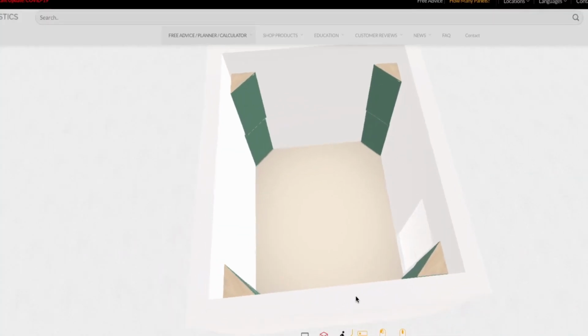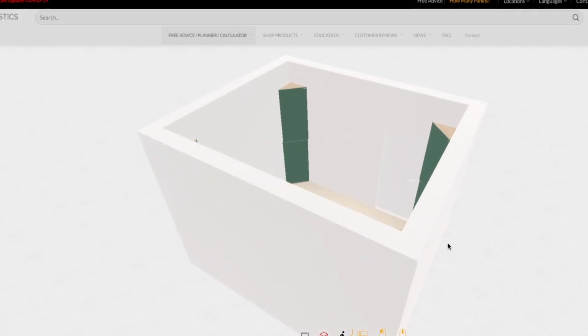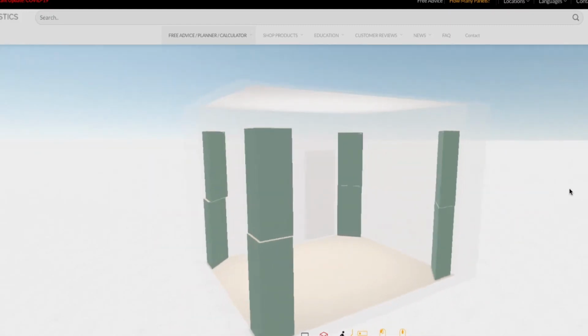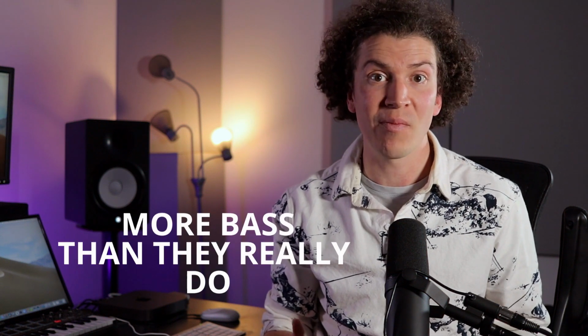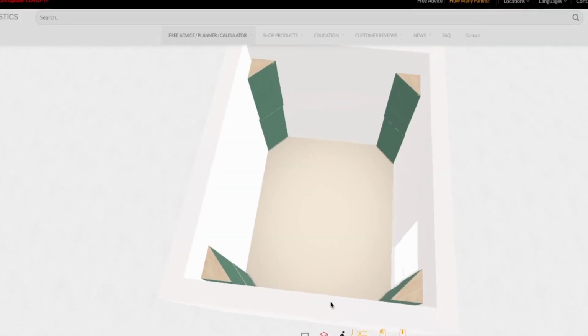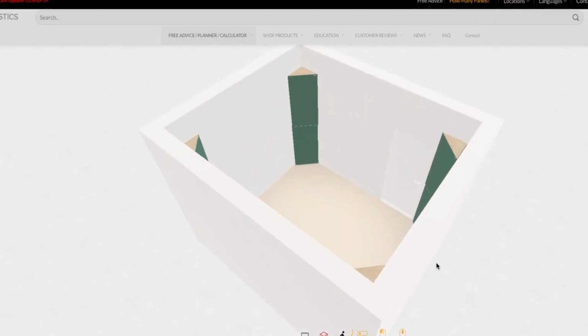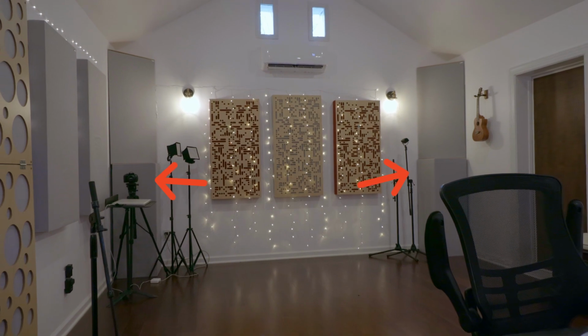Bass traps are special acoustic panels that are placed in all four corners of the room. Bass frequencies tend to build up in the corners of a room and can make your recordings and mixes sound like they have more bass than they really do. I always recommend that you put 4 bass traps from floor to ceiling in each of the 4 corners of your room first. This will give you a great starting point, especially if you don't have the budget to invest in more treatment at the moment.